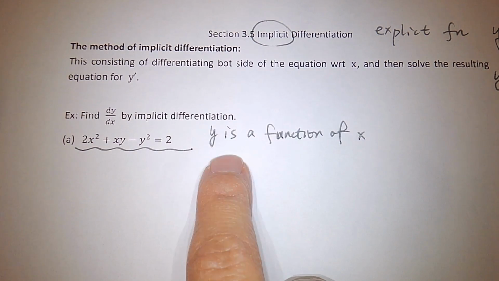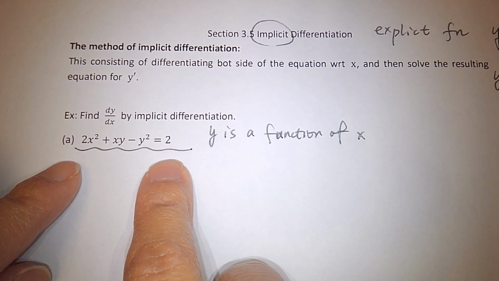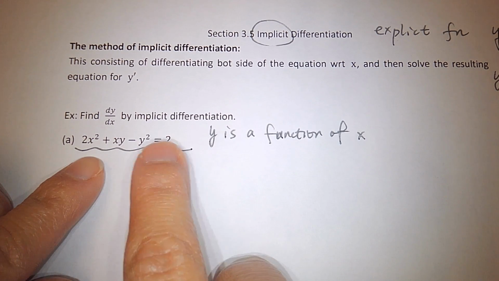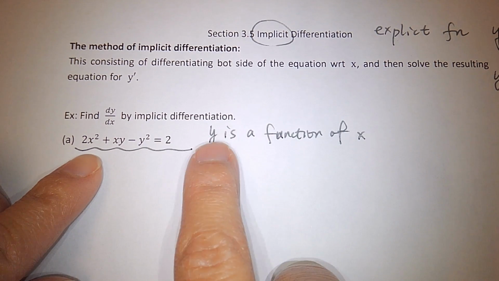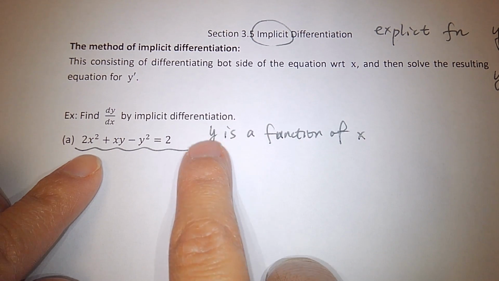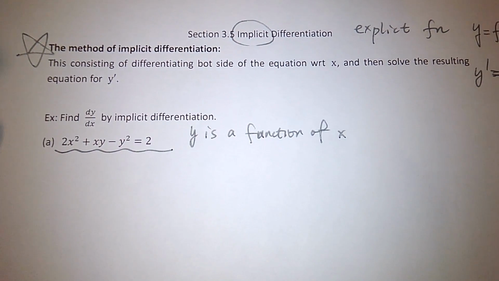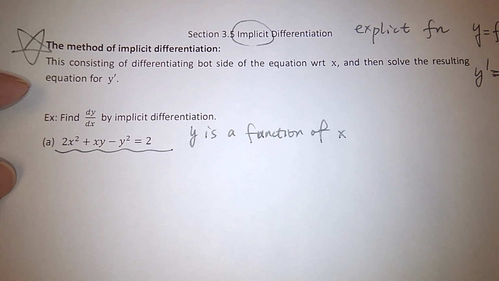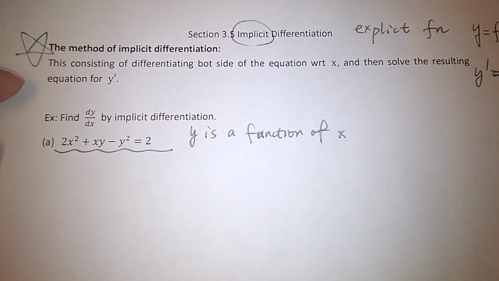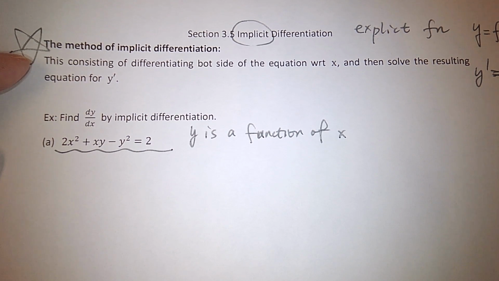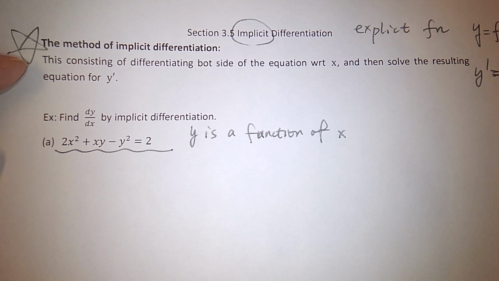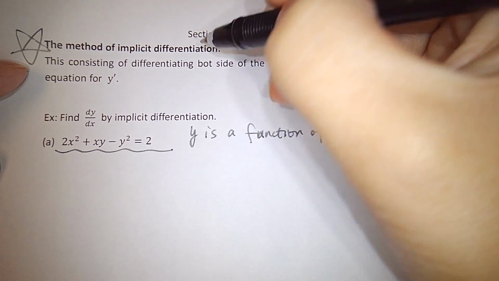We still compute the derivative of y with respect to x without solving for y, without isolating y. We'll still be able to compute the derivative of y with respect to x. So that's the method of implicit differentiation. I'm going to ask a volunteer to read it. Simon? The method of implicit differentiation consists of differentiating both sides of the equation with respect to x, and then solving the resulting equation for y prime. Okay, very good. This is a typo. Yes, you're right, both.